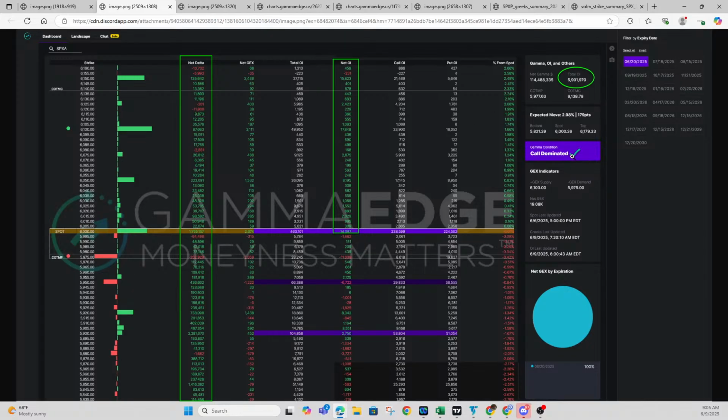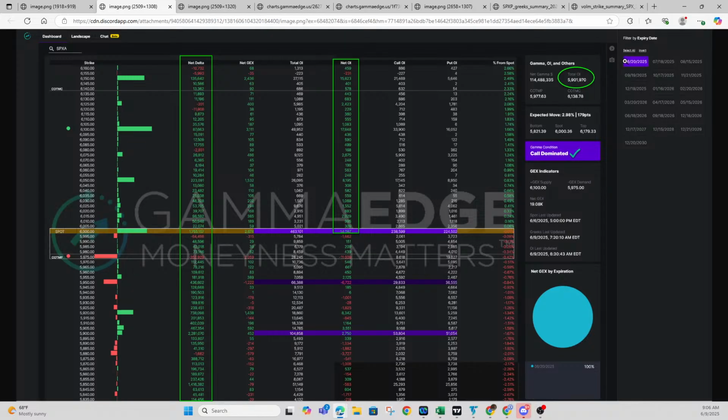So again, call dominated on SPXA. This indicates there's out of the money call speculation to the upside above spot price, indicated here by the yellow bar, and a significant amount of in the money calls below spot price. In the money calls below us can be supportive action, with these positive net deltas as they continue to grow through time.